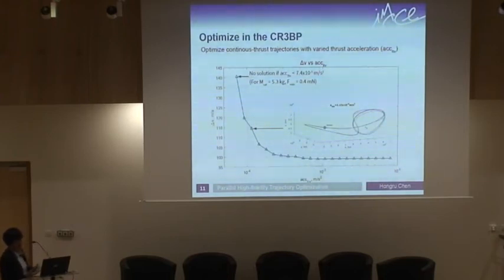So when the thrust acceleration goes low, we need a high delta V, and when it's lower than some point, we cannot find a solution. For better interpretation, let's say the CubeSat has a mass of 5.3 kilograms. The thrust magnitude should be greater than 0.4 millinewton. Otherwise, there is no solution.